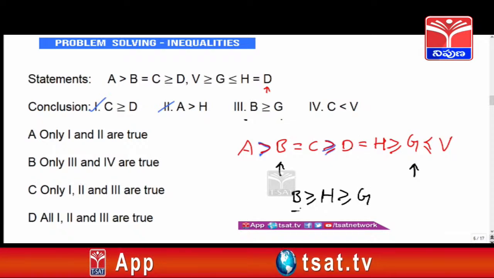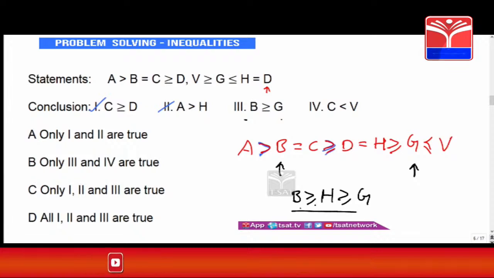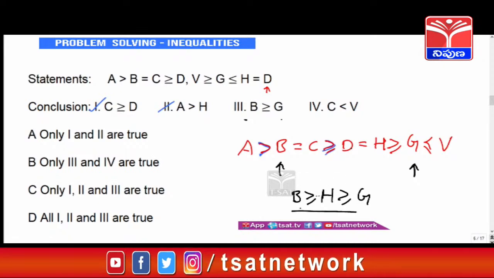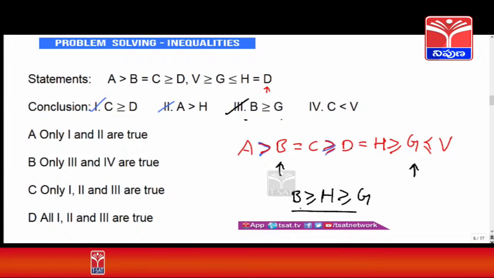But now you see that in this particular statement, B is greater than or equal to H, H is greater than or equal to G. Obviously, B is greater than or equal to G. So this particular conclusion also becomes correct.